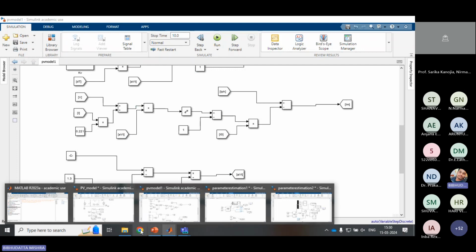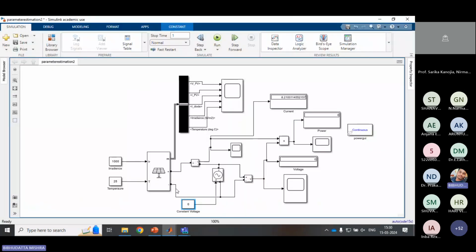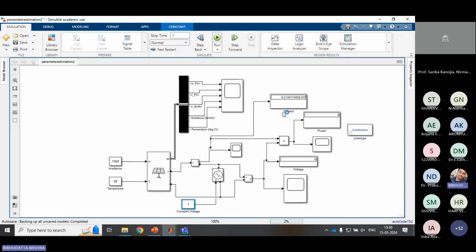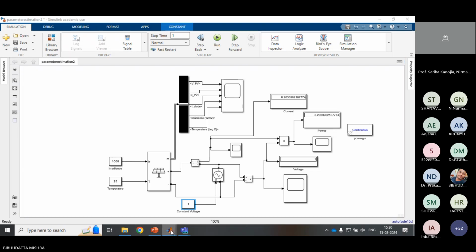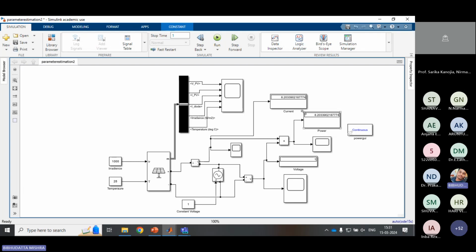In a similar way, another value I have taken is 1. That is, I am changing this constant voltage value to 1 and noticing the change in current, that is 8.20339. The power value also changes, but we don't have anything to do with that power right now. To get the parameters like RSS and RS naught, we need to get the values of these two points.